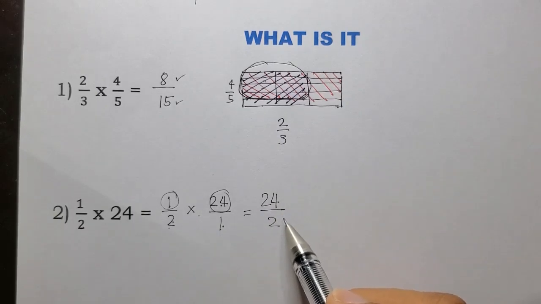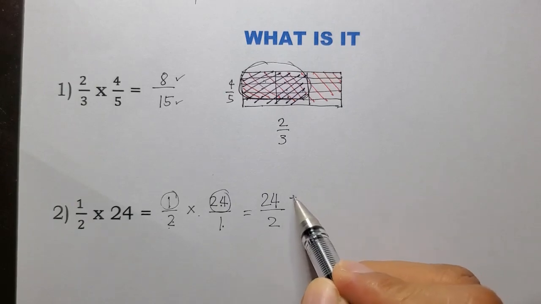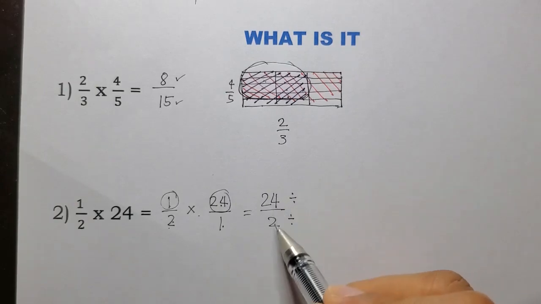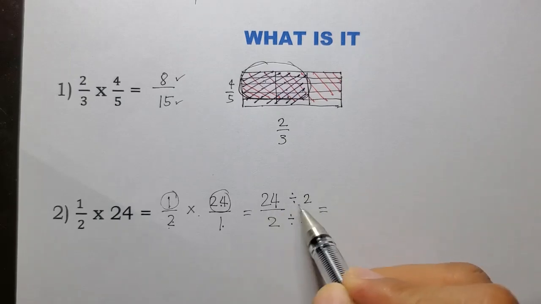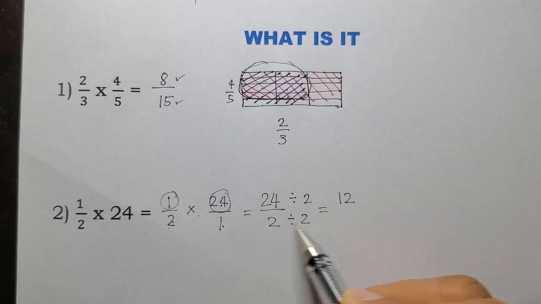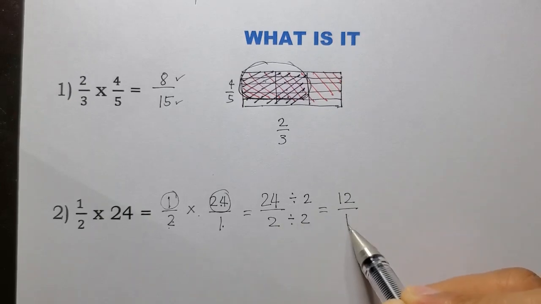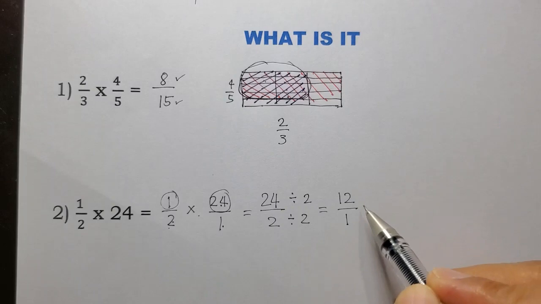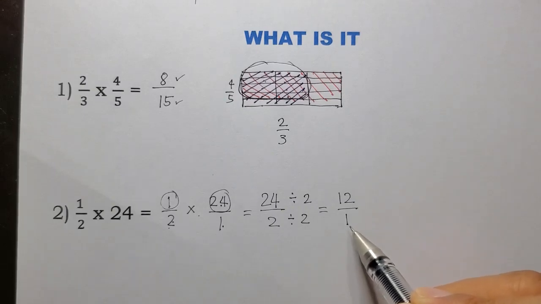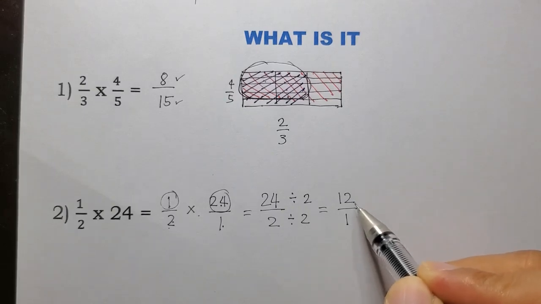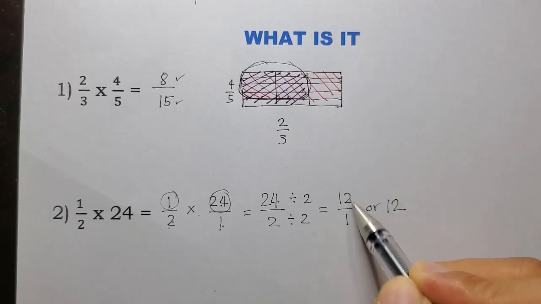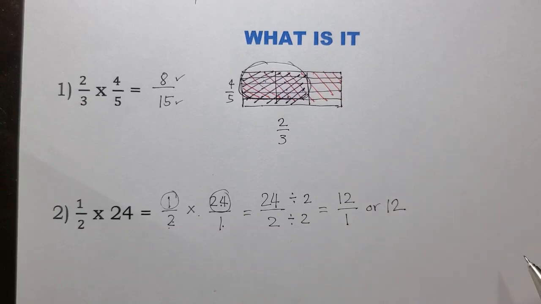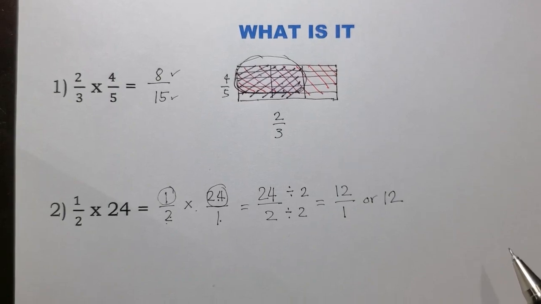This fraction could still be written in simplest form by dividing both the numerator and denominator by 2, because they are divisible by 2. So 24 divided by 2 is equal to 12, and 2 divided by 2 is equal to 1. Remember again that if the denominator of a fraction is 1, then that fraction is considered as a whole number. So this is also equal to 12, because 12 divided by 1 is 12. Therefore, ang kalahati or half ng 24 is 12.